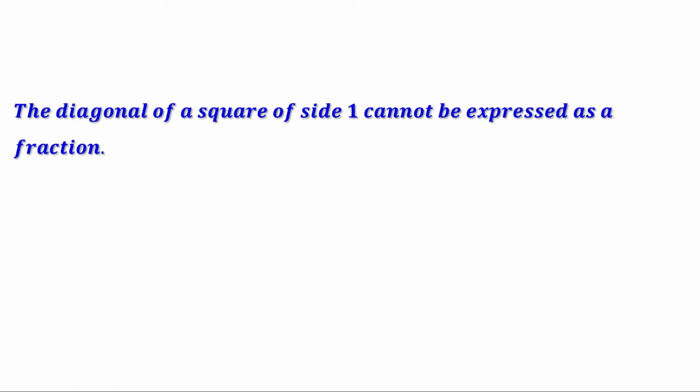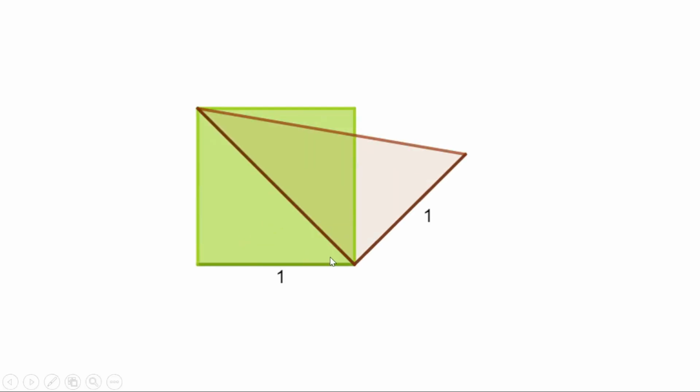We have several such numbers which cannot be expressed as a natural number or a fraction. For example, look at this picture. A square of side 1 unit is drawn. A right triangle on this diagonal is drawn. This side is 1 unit. What is the length of the hypotenuse of this right triangle?